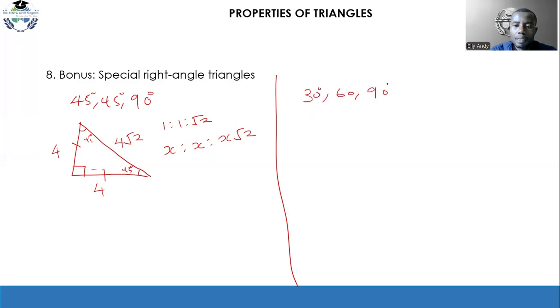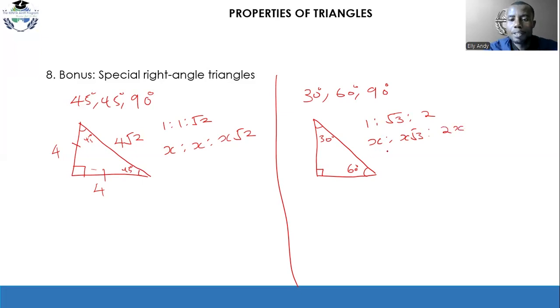Then let's look at the other right angle triangle, that is the 30, 60, 90 triangle. So again, a sketch. So let's say we have the 30 here and the 60 here. So for this, the ratio of the sides will be 1 to root 3 to 2, or you can say x to x root 3 to 2x.